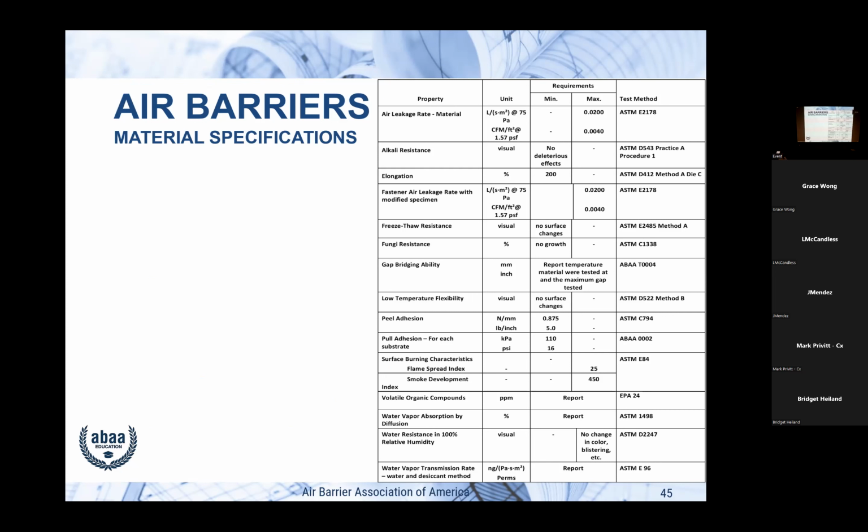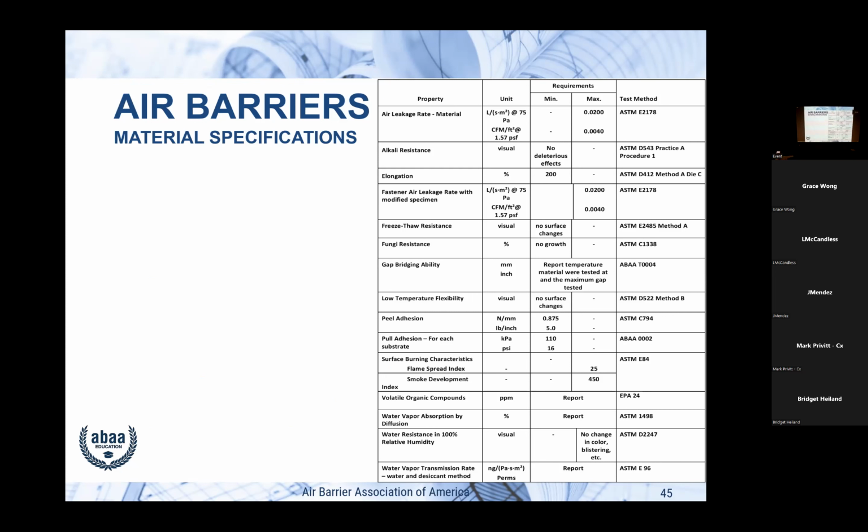And then we have the water vapor transmission rate, both water and desiccant. I'm going to dwell a little bit on that. So that's a typical material specification. Every material will have slightly different things depending on what you want. But we also have the pass-fail. And if you take a look at water vapor transmission, we just say report.